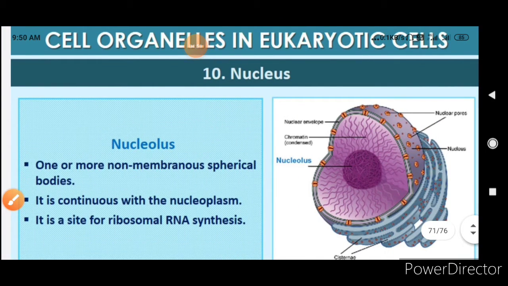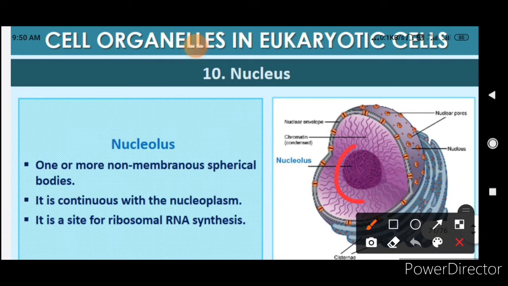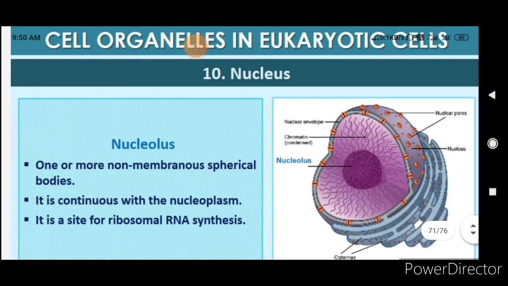Okay, so inside it we saw that there is a presence of a nucleolus. So nucleolus is what? It is one or more non-membranous spherical bodies. It is continuous with the nucleoplasm and it is the site for ribosomal RNA synthesis. So there can be a question in the examination as to what is the site for ribosomal RNA synthesis. So you need to know that it is the nucleolus, which is the site for ribosomal RNA synthesis. Okay.